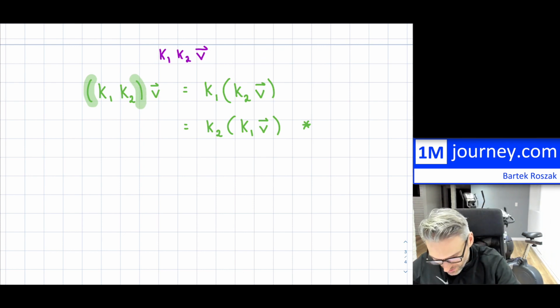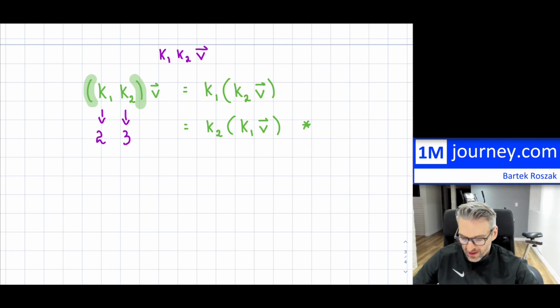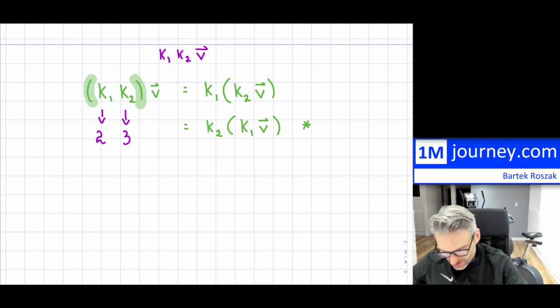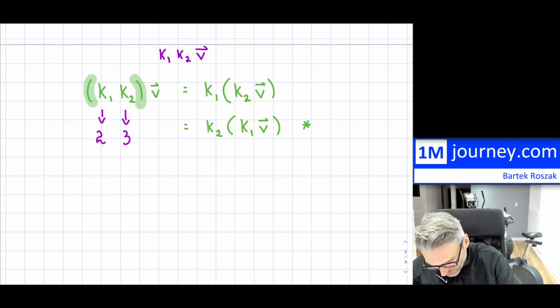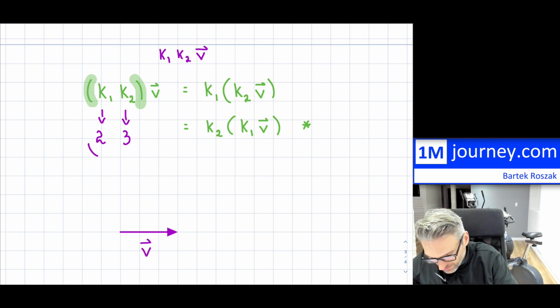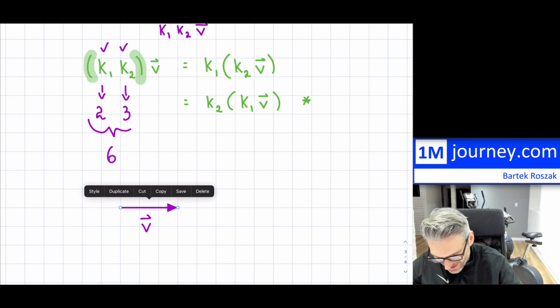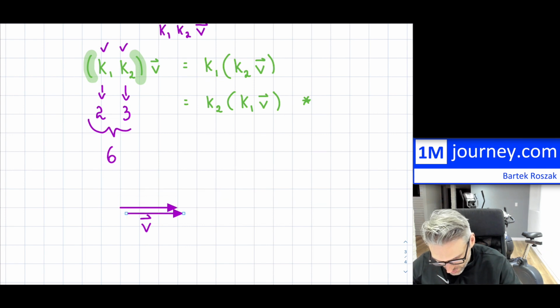Let's say the scalars were, let's give it some kind of a number. So let's say this was 2, and let's say this was maybe 3. All right, so this is what I have. And my actual vector, let's say this was my vector v. So now if I multiply these two together, k1 times k2, I'm going to get 6. So 6 times v, well, what this would mean is I would have to multiply this 6 times. So I would have to duplicate it 6 times.